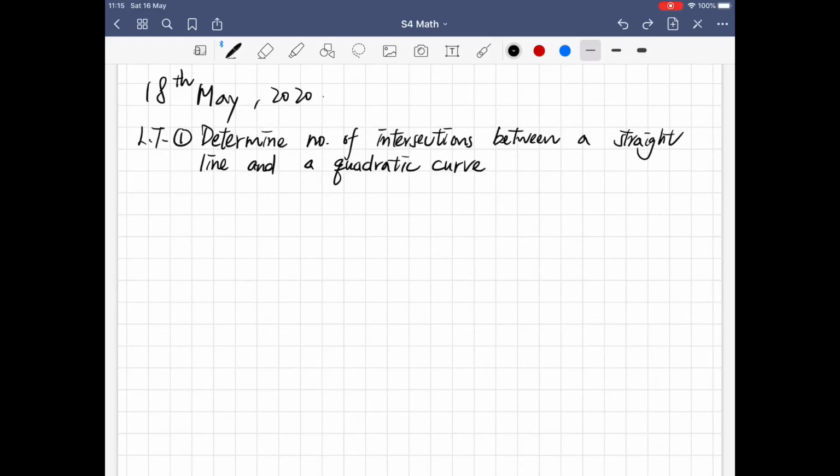Hi everyone, in today's lesson I will talk about how to determine the number of intersections between a straight line and a quadratic curve. So please turn to a new page of your notebook, write down the date of today and the learning targets.